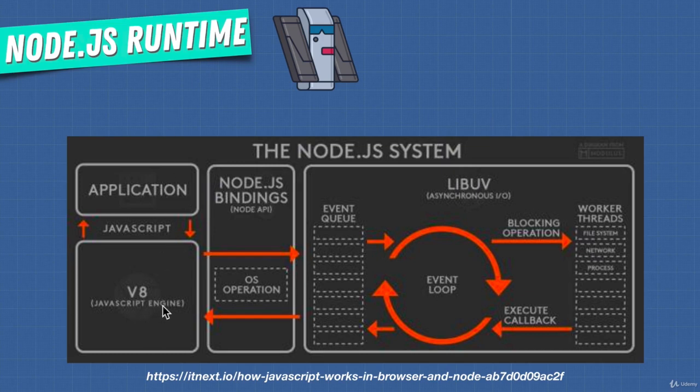We have our V8 engine, and then we have our event loop and what they call our callback queue. And they use something called libuv, which again is written in C++, for us to do these asynchronous operations with the V8 engine. Now, when it comes to Node.js, it does a little bit more than our web browser runtime.